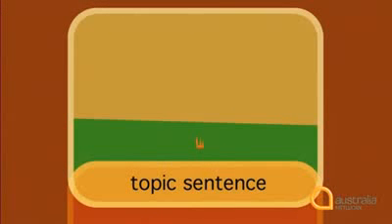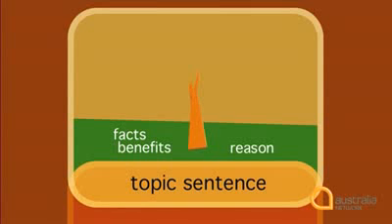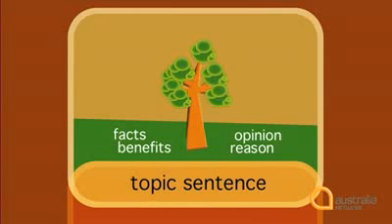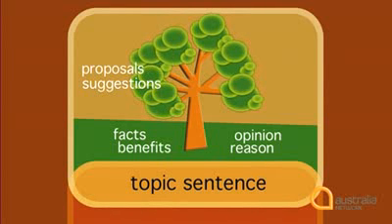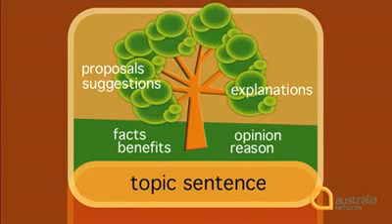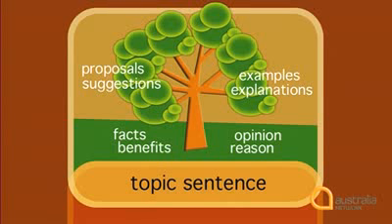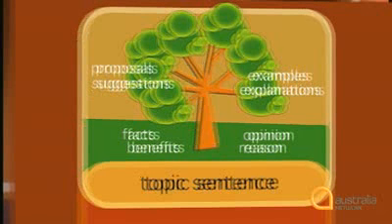To stay with our tree analogy, you can see how the argument is steadily built up with different functions. The opening topic sentence is like the seedling. Once the idea is planted, it grows through benefits and facts, is strengthened with reason, coloured with opinion, and develops interesting offshoots with suggestions and proposals. Explanations and examples fill out the foliage, and the end result is a beautiful and original creation.